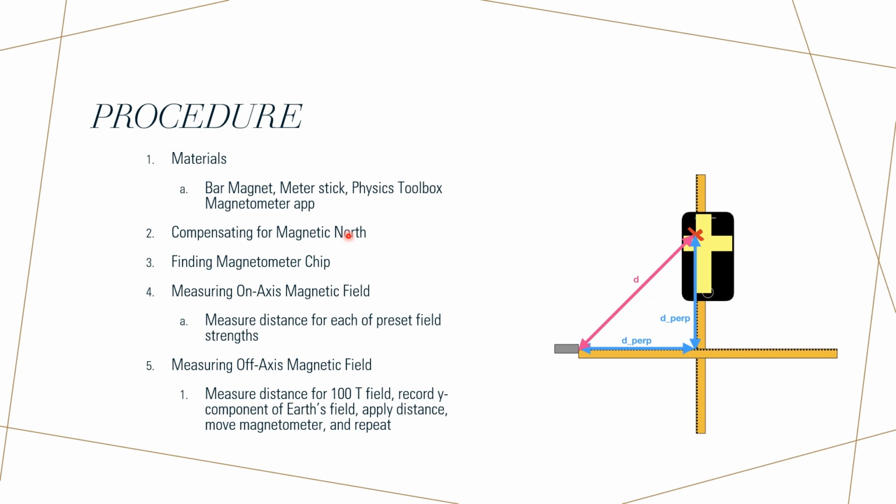Procedure: we're using a bar magnet, meter stick, Physics Toolbox, magnetometer, and some tape to determine where the magnetometer is within my phone, and then to compensate for magnetic north and measure the on-axis and off-axis magnetic fields by measuring the distance from a preset field strength that we're looking for, which was 20, 50, 70, 120, 170 microteslas. And then measure the distance for the 100 microtesla field, and then record the y component of Earth's field, follow the distance, move the magnetometer, and repeat in order to find the off-axis magnetic field.